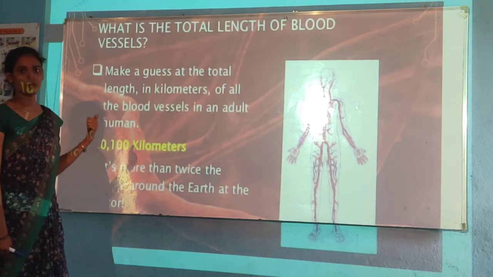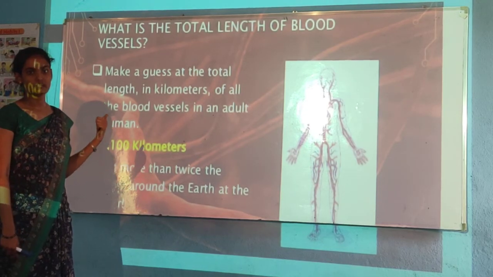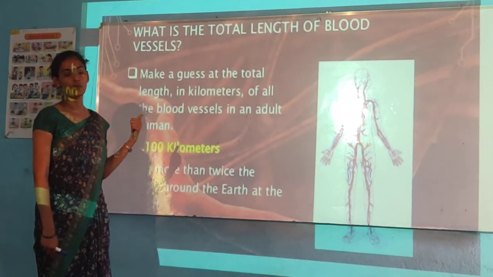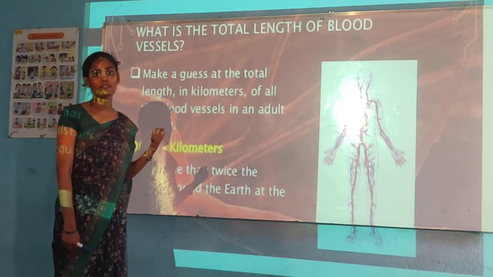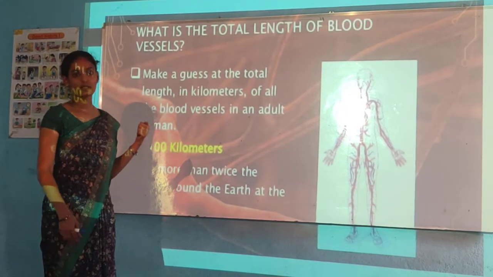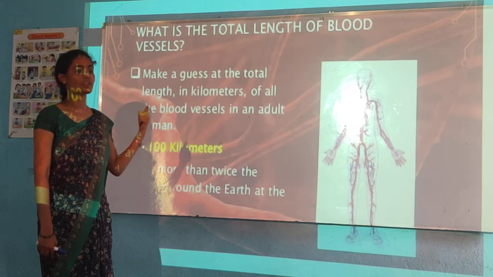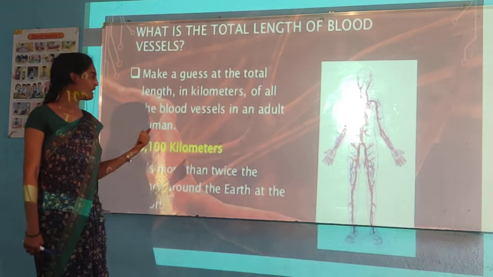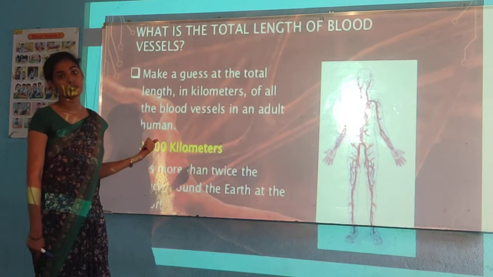Before going to these three types of blood vessels, can we imagine the length of the blood vessels present in our entire body? If you measure the length of blood vessels in our body, it is almost 1 lakh kilometers.